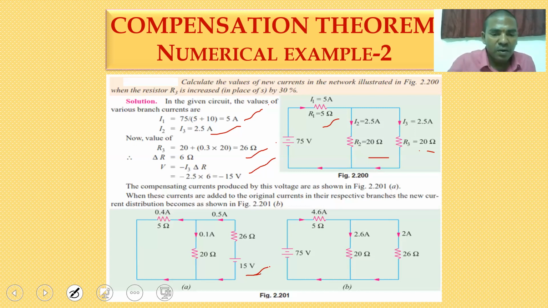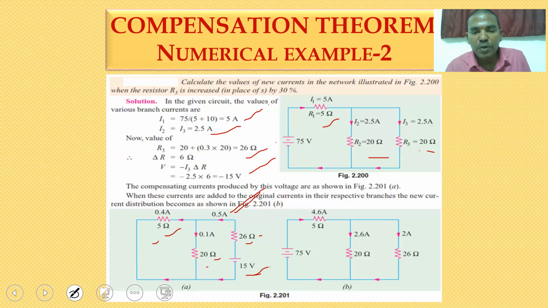Now this 5 ohm and this 20 ohm are connected in parallel. So 5 into 20 divided by 5 plus 20 is 100 divided by 25, which gives 4 ohms. Then 4 ohms plus 26 ohms gives 30 ohms, and the total voltage is 15 volts. Now the total current is total voltage divided by total resistance: 15 by 30, which gives 0.5 amperes.